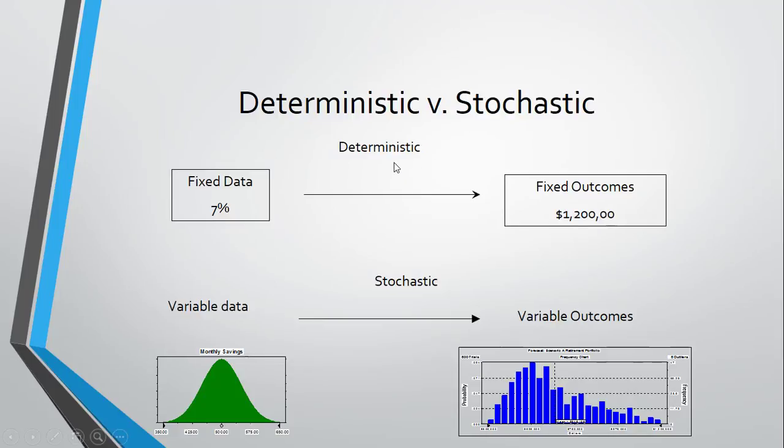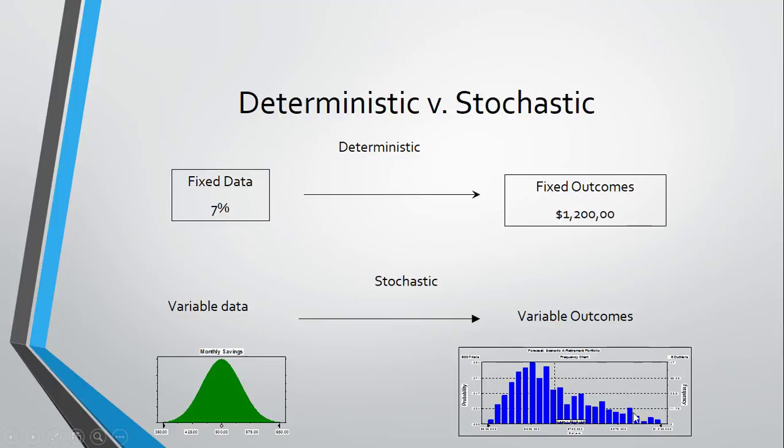That's deterministic. But it could be stochastic. That is, the monthly savings, how much you save every month, may not be 500. Some months you may save 300. Some months you may put down 600. The monthly savings is variable data. And then the interest rate may be different too, and your outcome will not be 1.2 million. You could be all over the place.